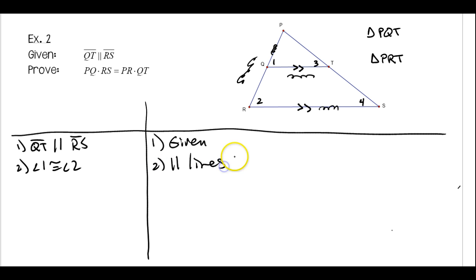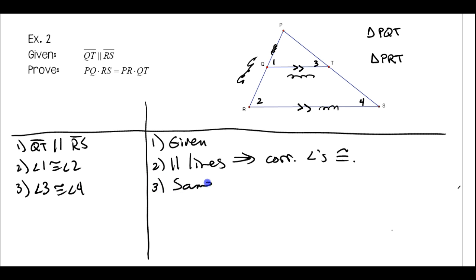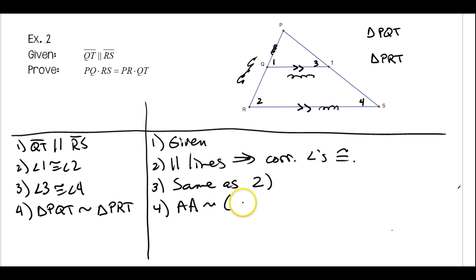Parallel lines implies corresponding angles congruent. And then I've got angle 3 congruent to angle 4 for the same reason, same as 2. And now that I have two pairs of angles congruent in the triangles, I know that the triangles are similar. So triangle PQT is similar to triangle PRT by angle similarity. Don't forget the steps that you have your congruent angles.